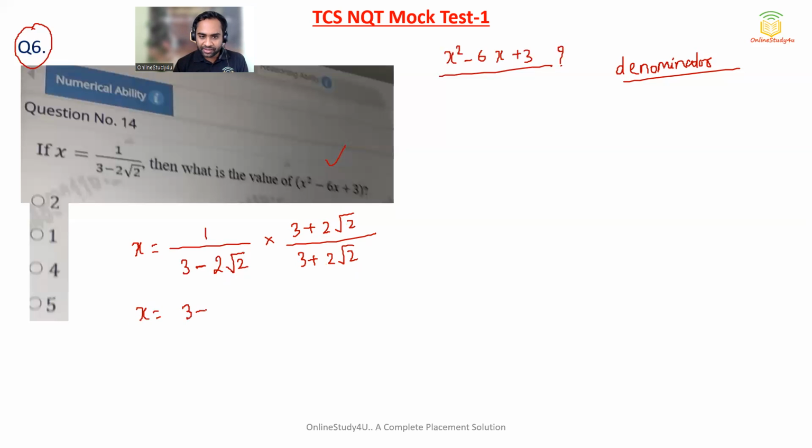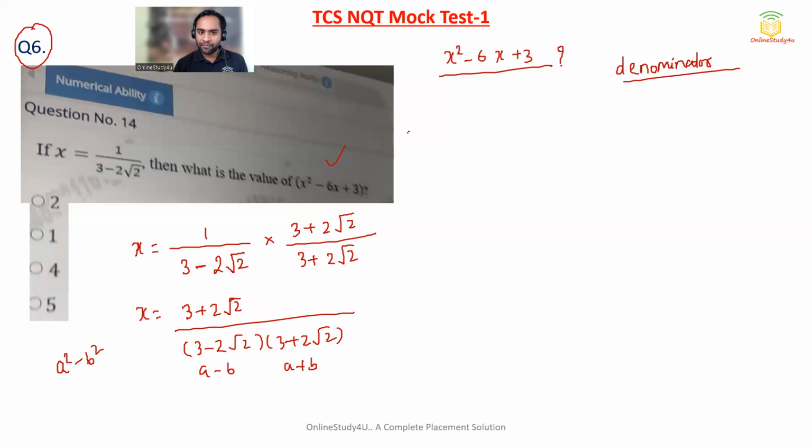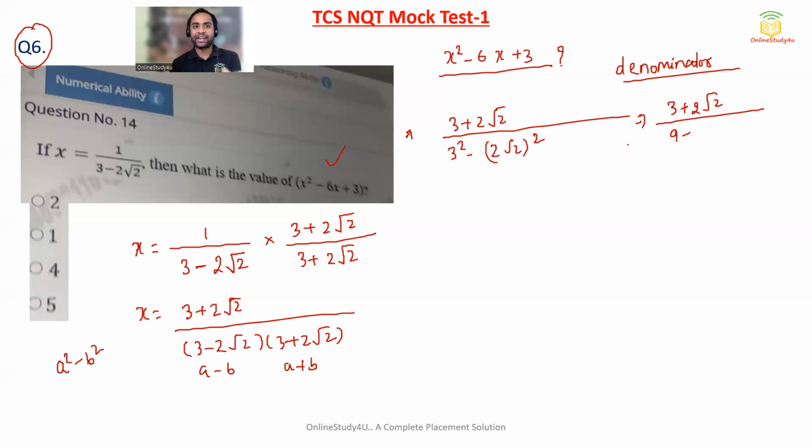So x is equal to 3 plus 2 root 2 divided by 3 minus 2 root 2 into 3 plus 2 root 2. Now you must know that (a minus b) into (a plus b) is a square minus b square. So now I have 3 plus 2 root 2 divided by 3 square minus (2 root 2) square. Then 3 plus 2 root 2 divided by 9 minus 4 into 2, which is 8. So finally we will be getting x equal to 3 plus 2 root 2.